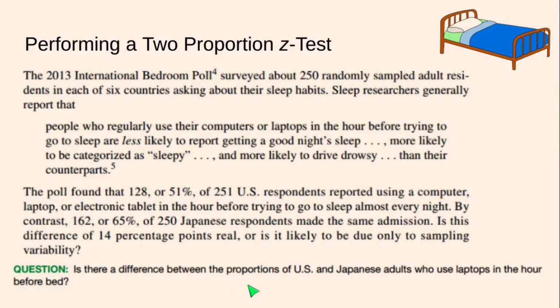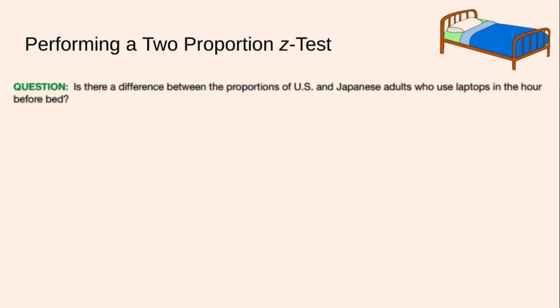So here's the question we need to answer. Is there a difference between the proportions of US and Japanese adults who use laptops in the hour before bed? Now, clearly the Japanese proportion is higher, but notice the verbiage. Is there a difference? That means that we are testing whether the proportions are essentially the same or if they are significantly different in one way or another. That would be a two-sided alternative. So, let's get to work.